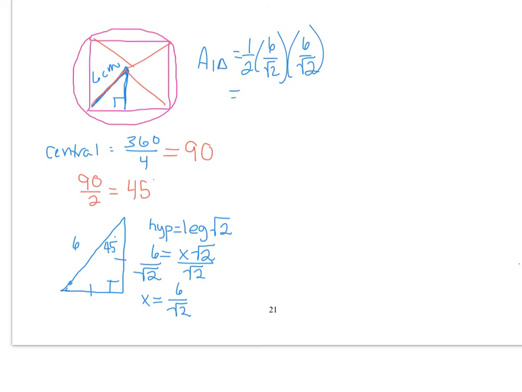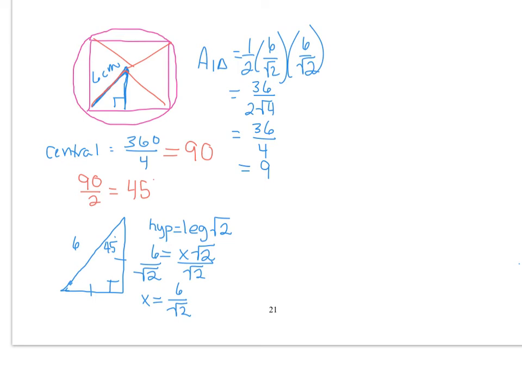You would get 1 times 6 times 6 is 36, over 2 times the square root of 2 times the square root of 2, which is going to be 2 times the square root of 4. The square root of 4 is just another way to write 2, so that is 4, giving me an area of 9.